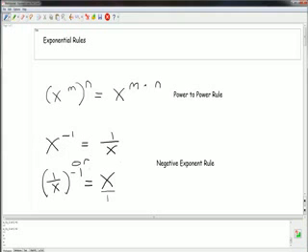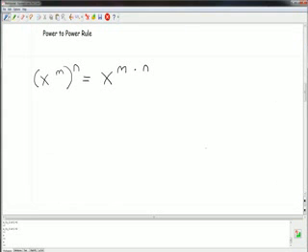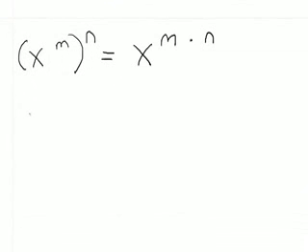And negative exponents typically give the most trouble when we combine all of these rules together. But let's go ahead and first look at the power to power rule. So power to power, I can make up a problem with numbers or letters. Let's do a number, 3 to the third to the second.